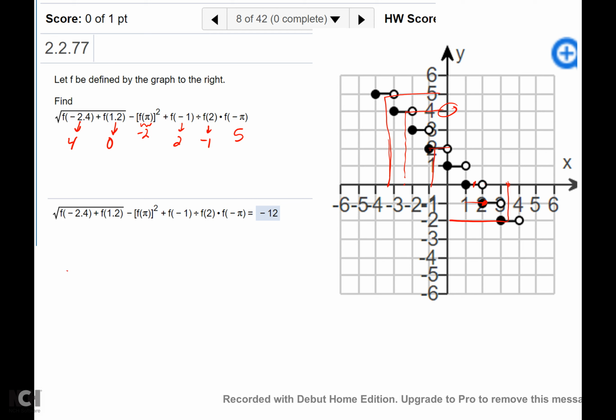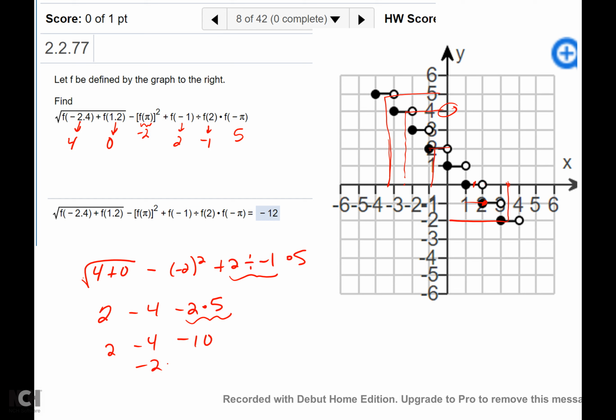So, if I do the square root of 4 plus 0, a little bit long there, Kendra, minus the negative 2 squared, plus 2 divided by negative 1 times 5. This is going to be the square root of 4, which is 2. This is going to be a positive 4. I got to do division next. 2 divided by negative 1 is negative 2 times 5. I got to multiply next, is negative 10. So 2 minus 4, that's negative 2, minus 10 is negative 12.